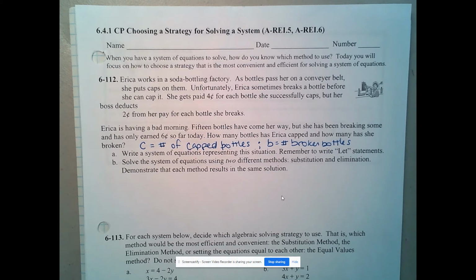All right, so 6-1-12. Erica works in a soda bottling factory. As bottles pass her on a conveyor belt, she puts caps on them. Unfortunately, Erica sometimes breaks a bottle before she can cap it. She gets paid 4 cents for each bottle she successfully caps, but her boss deducts 2 cents from her pay for each bottle she breaks.